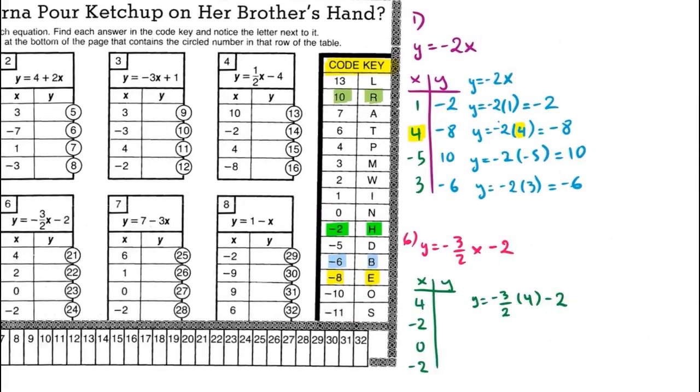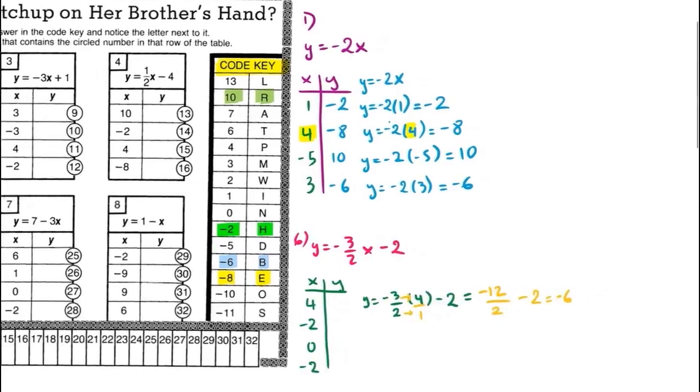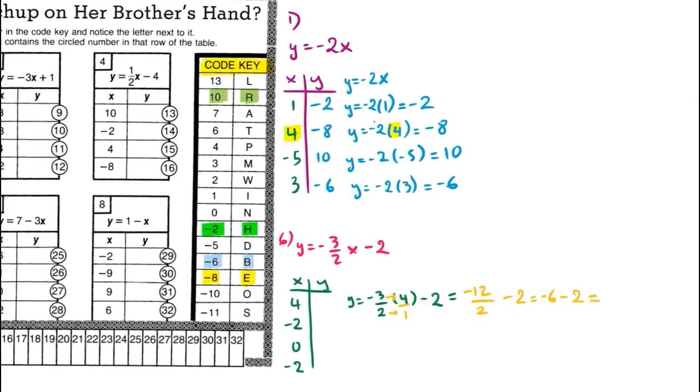Okay, so all we need to do is multiply. This is going to be 4 over 1, so 3 times 4 is negative 12, and 2 times 1 is 2, minus 2. 12 divided by 2 is 6. Since it's negative 12, the answer is going to be negative 6. Minus 2, that will give you negative 8. So 4 is negative 8.